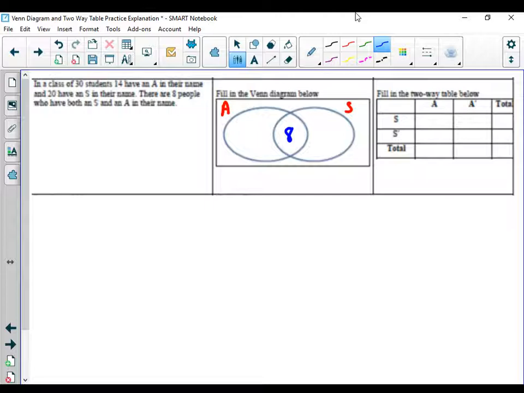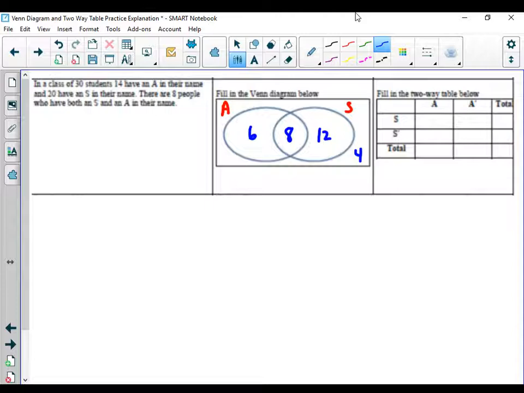Then I'm going to backtrack. They said 20 would have S in their name, so the entire S circle needs 20. I already had 8 of them, so that means I'd have 12 left over in the S circle. They said 14 had A in their name. I've already got 8 of them, so that leaves me 6. Right now, if I put all those together, I've got 14 and 12, so 26, but I needed 30, so that tells me there's 4 here on the outside.